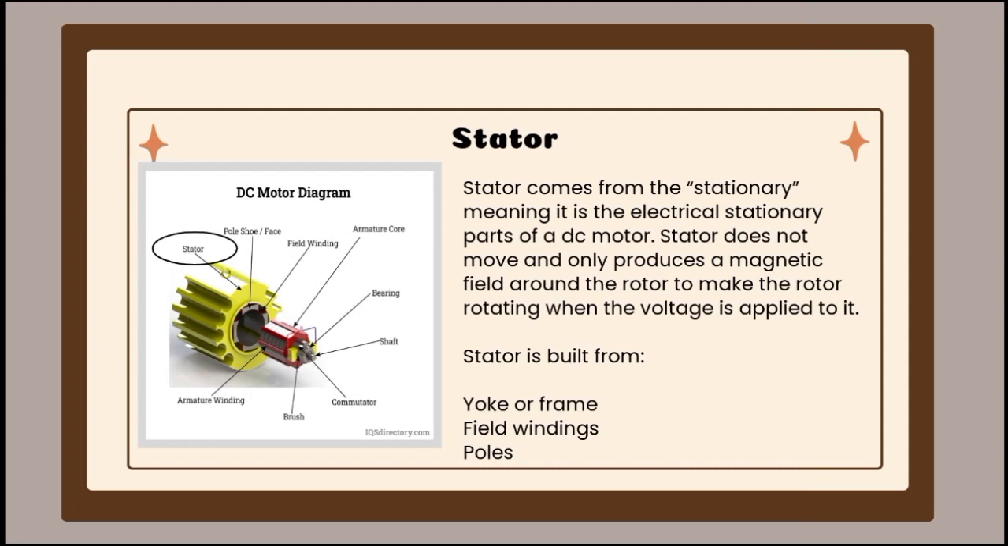Number 1. Stator. The stator comes from the word stationary, meaning it is the electrical stationary part of a DC motor. The stator does not move and only produces a magnetic field around the rotor to make the rotor rotate when the voltage is applied to it. The stator is built from the yoke or frame, field windings, and poles.